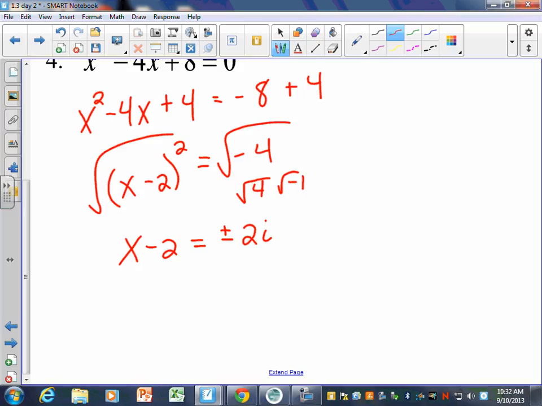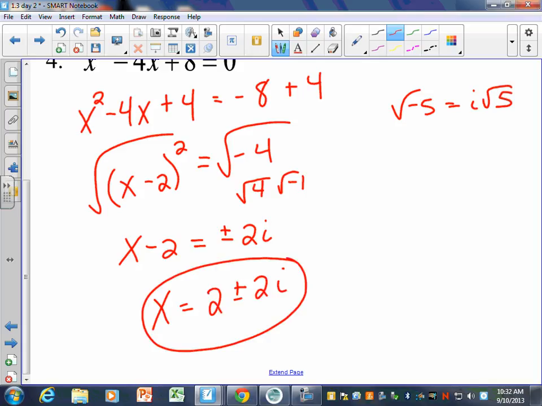Even if this wasn't a perfect square, you'd still pull the i part out. Okay, if that was the square root of negative 5, you would say that that would be the same as i radical 5. We don't keep the negative under the radical. And then my last step is going to be to add 2 over, and my answer is just going to look like that. Both of those are complex answers or imaginary answers, not real numbers.